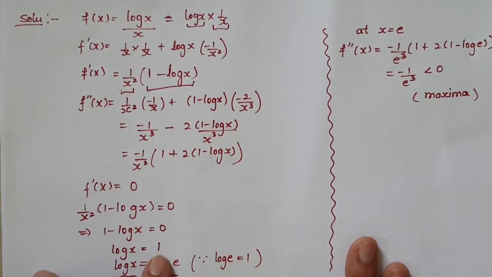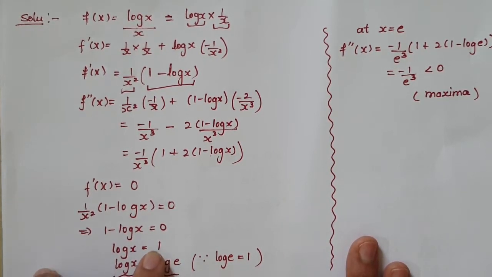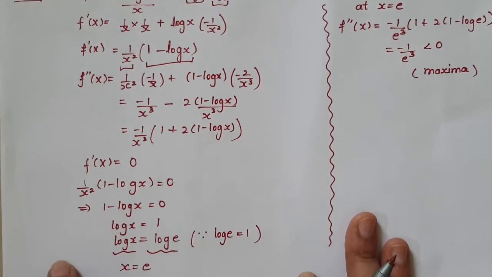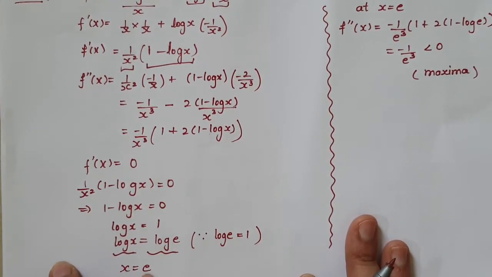Now if you want to compare both of them and find the value of x, that is possible only when 1 is equal to log of e. So I have replaced 1 with log e. Compare both the sides, you are getting the value of x as e. Okay, log e is equal to 1.